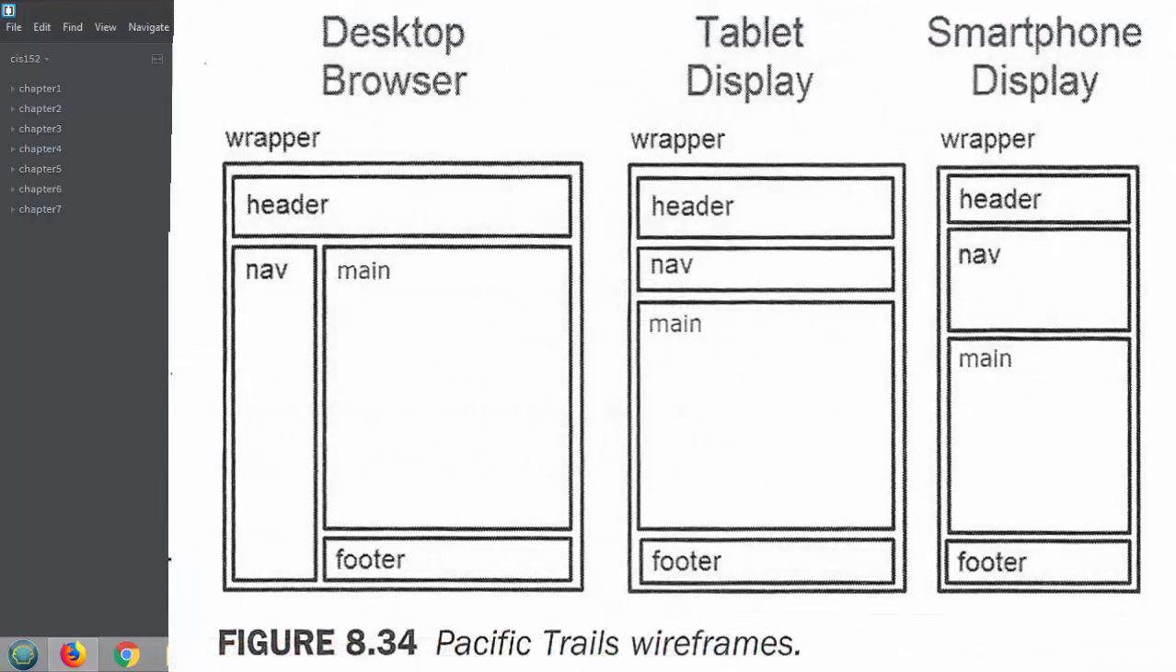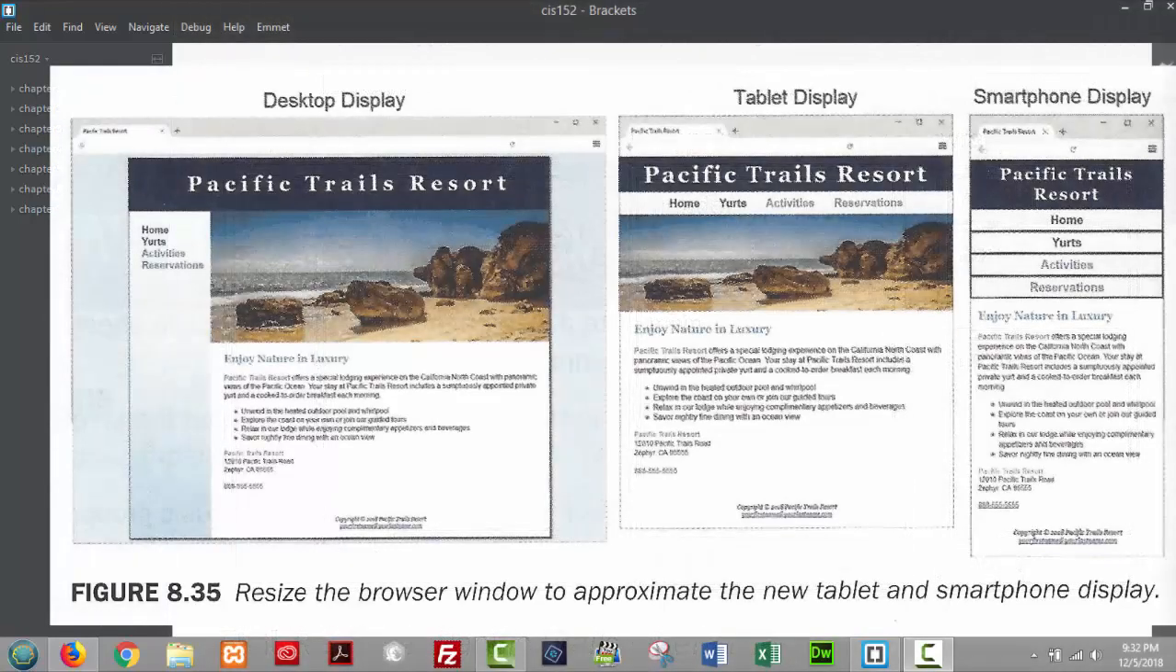In this chapter's case study, we will create a new version of the website that utilizes media queries to configure display for mobile devices. Figure 8.34 displays wireframes with our new layout requirements for a desktop browser, a typical tablet screen, and a typical smartphone screen display.